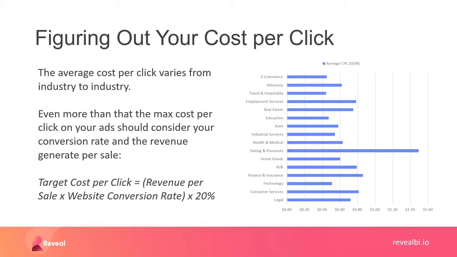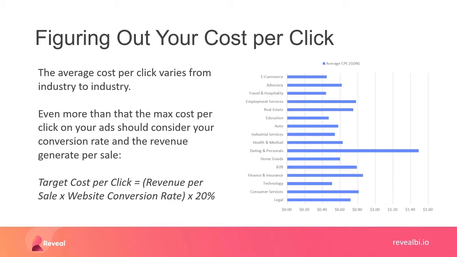E-commerce, dating and personals, technology, travel and hospitality, they all vary immensely on what you're clicking. Now, dating and personals, amazing. The cost per click is $1.40, and what I want to do is get my cost per click even lower. So how can I get it down to 40 cents, 60 cents, etc.?